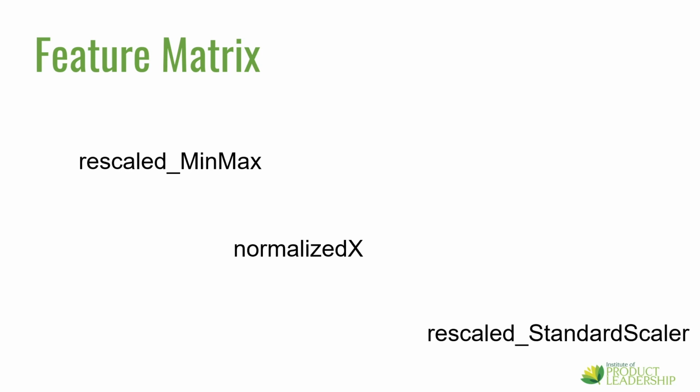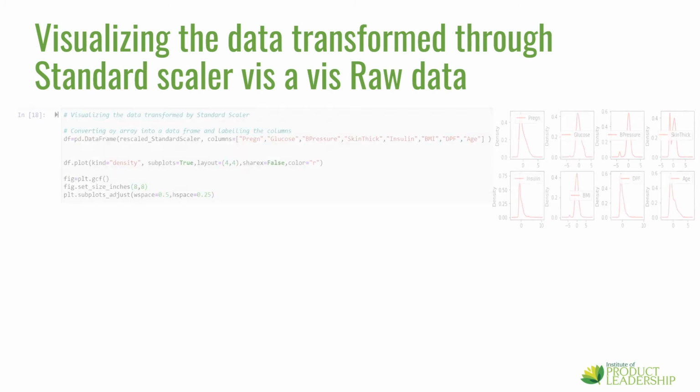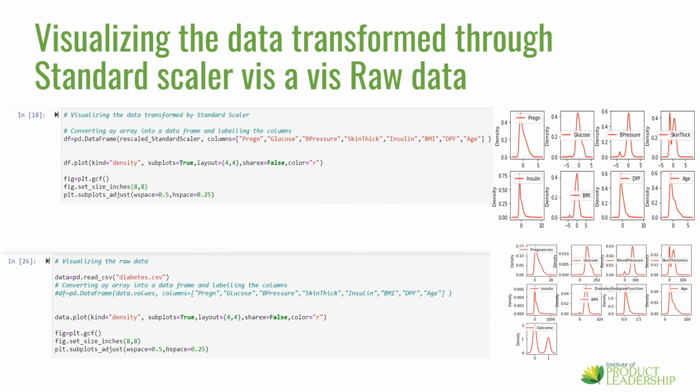So we started with the raw data and made three different transformations, namely rescaled. Here, the feature matrix is stored as rescaled underscore min max. Normalized. Here, the feature matrix is stored as normalized x. And standardization. The feature matrix is stored as rescaled standard scalar. Let us represent them visually to visualize the effect of these transformations. Note the difference in the attribute-wise distribution after transforming the raw data with standard scalar vis-a-vis the original distribution. Transformed data is centered with mean 0 and standard deviation 1 for each of the transformed variables.